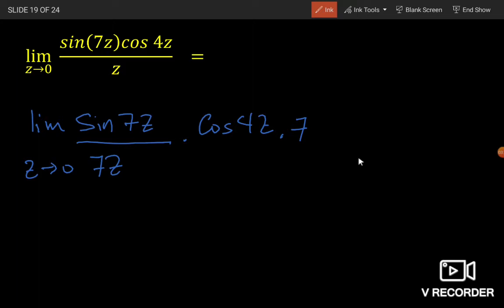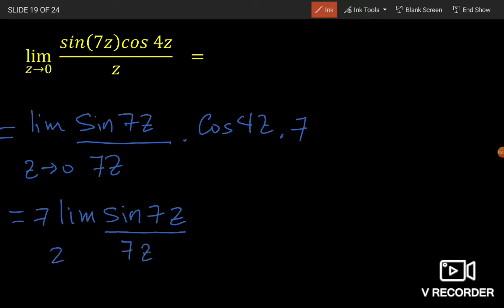So what we can do, we can split this. We can actually, by the way, move this 7 outside. This is equal to 7 multiplied by the limit of sine of 7z over 7z as z approaches 0, multiplied by the limit of cosine of 4z as z approaches 0.